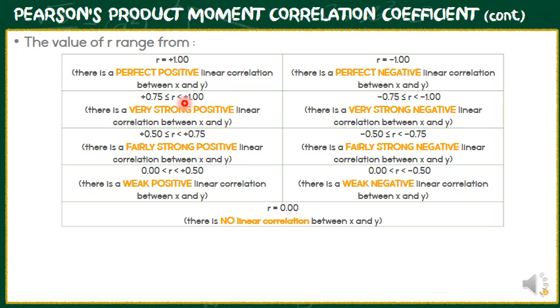But if you get a value between 0.75 and less than 1, positive sign, it is still a positive relationship, but not perfect. But still a very strong positive relationship. Less than that, fairly strong, positive. If less than 0.5, then it has a very weak relationship.